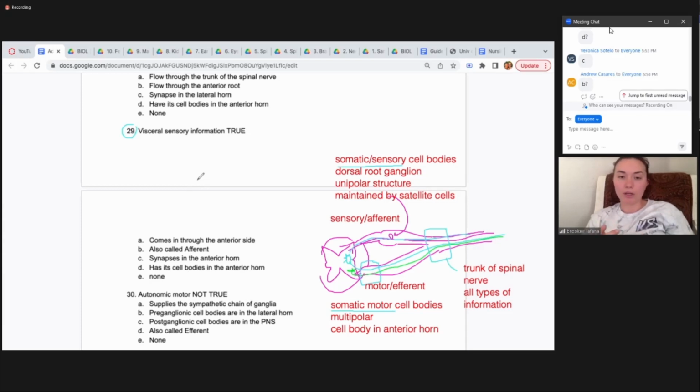All sensory information is called afferent. We know that sensory information does not synapse in the anterior horn. It would synapse in the posterior horn. It does not have cell bodies in the anterior horn. That's motor only. And it does not come in through the anterior side. That would be motor only. So sensory comes in posterior, synapses posterior, and it's also called afferent.